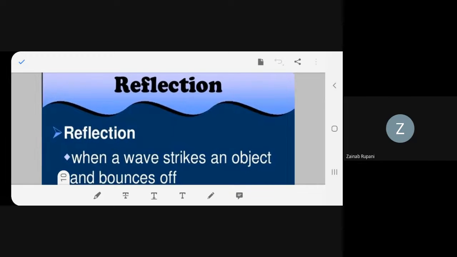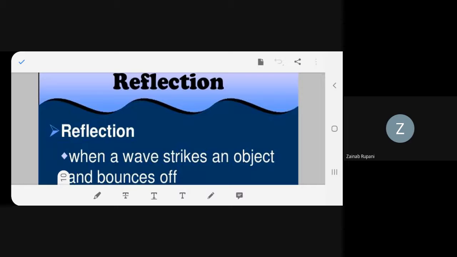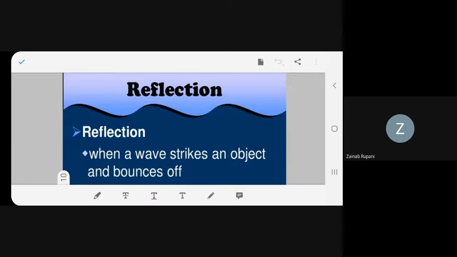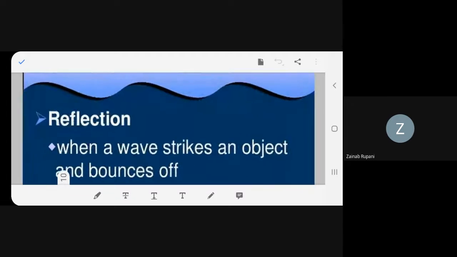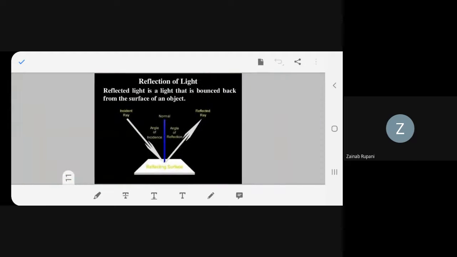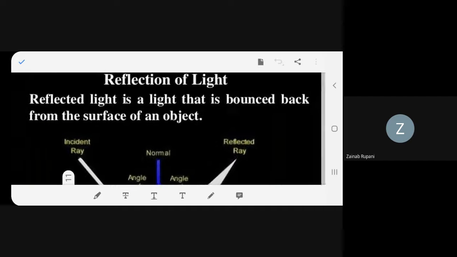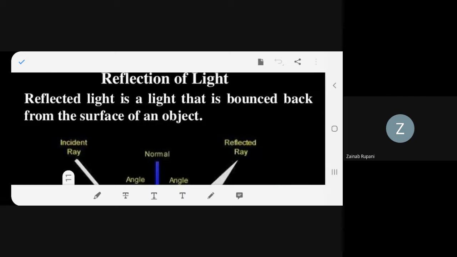Reflection: when a wave strikes an object and bounces off. Light is a wave, you know that. Light is a type of wave, and it strikes an object and bounces off. That means it gets reflected. We call it bounces off. Reflection of light: reflected light is light that is bounced back from the surface of an object.